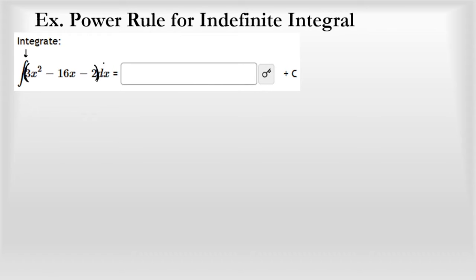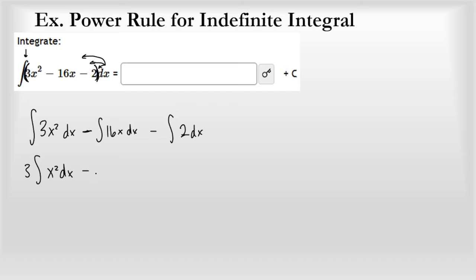The computer is already telling us that there's a plus constant on the end, which we already know. So what I'm going to do is, like I did before, distribute this dx to each one of those terms. Okay, so I'm going to get the integral of 3x squared dx minus the integral of 16x dx minus the integral of 2 dx. Whatever these signs are, that's why I put it in between here. I'm just doing the addition rule here. I can also bring these constants out front. 3, the integral of x squared dx, minus 16, the integral of x dx, minus 2, the integral of dx.